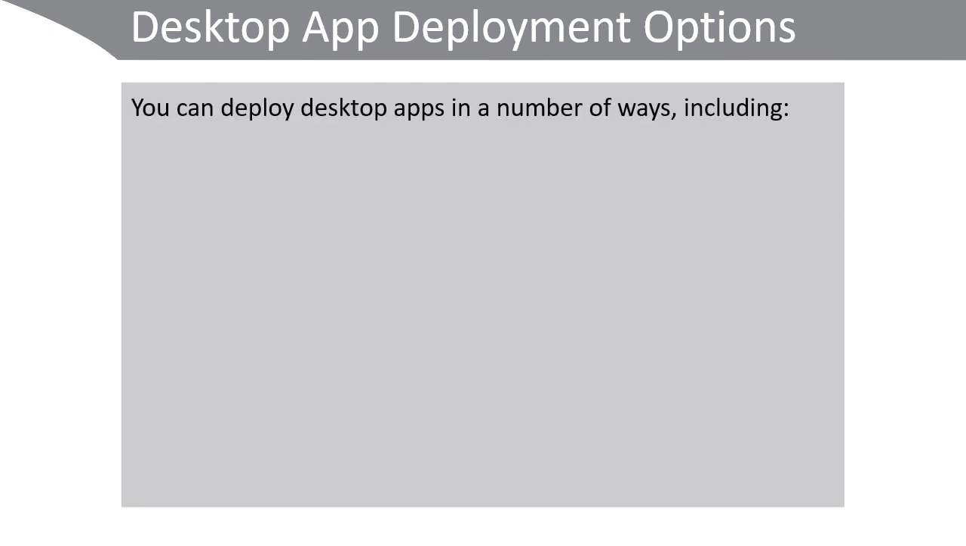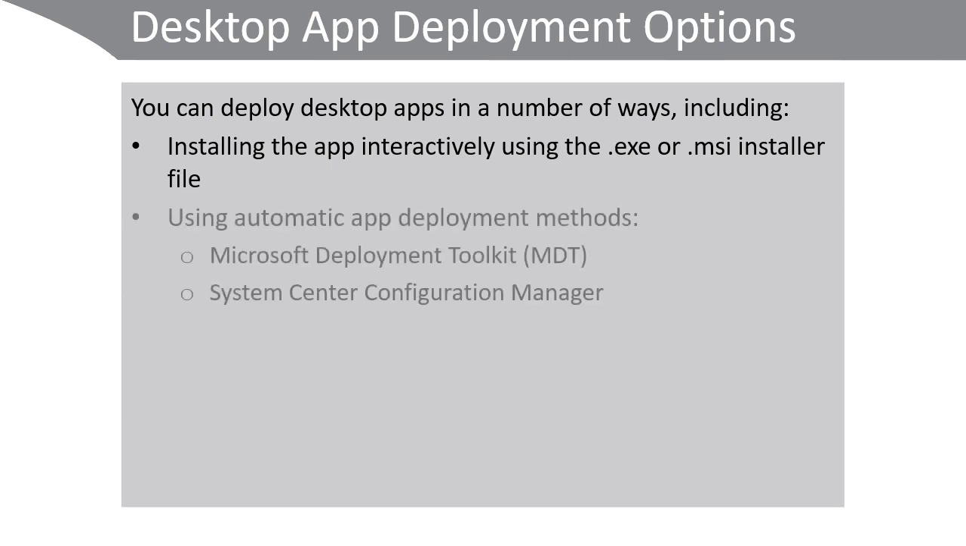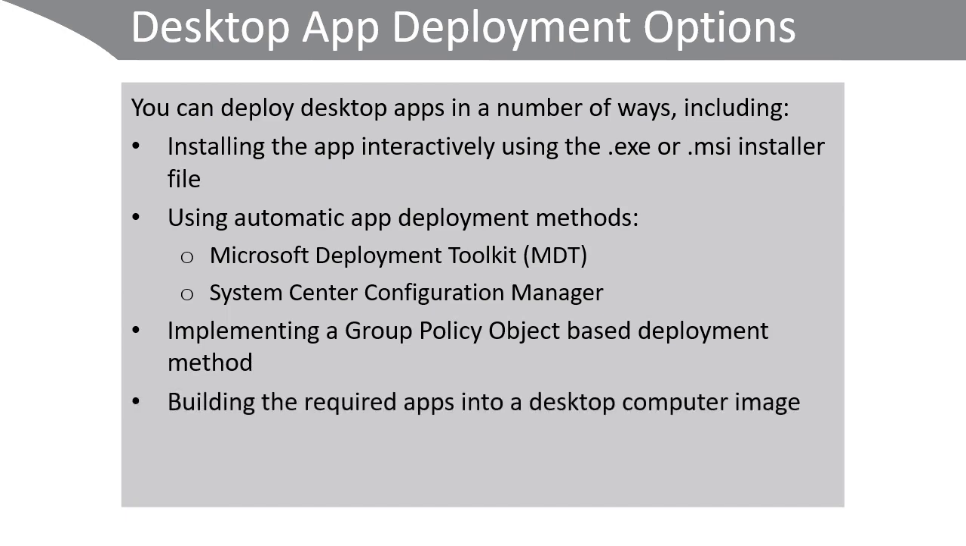You can deploy desktop apps in a number of ways, including installing the app interactively using either an .exe or MSI installer file. This is generally provided on a product media DVD. Using automatic app deployment methods such as the Microsoft Deployment Toolkit or MDT or System Center Configuration Manager. Implementing a group policy object-based deployment method. Building the required apps into a desktop computer image, which you then deploy.